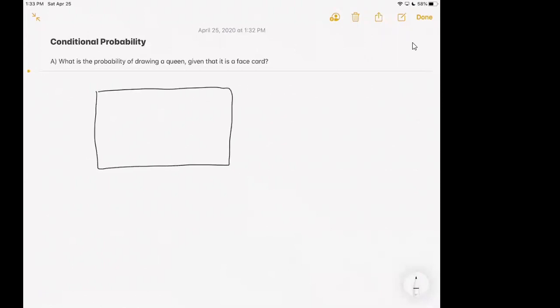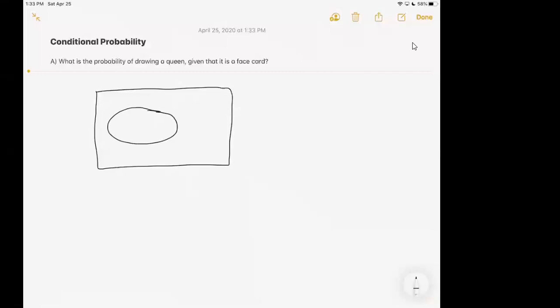Right? So it's as if your friend drew a card from the deck and he looks at it and says, it's a face card. What are the odds that it is a queen? I think you already know the answer, but let's figure out how this works using sets. All right, so if we were to draw this out, we have the set of face cards. So let's do that set first, okay?